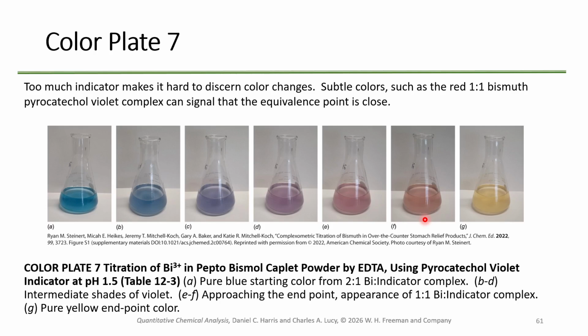Oh, wow. All right. So let's look at color plate 7. Too much indicator makes it hard to discern color changes. Subtle colors like the red 1-to-1 bismuth pyrocatechol violet complex can actually signal that the equivalence point is close. This is why instructions always recommend 2 or 3 drops and not tons. Just put in a milliliter, right?